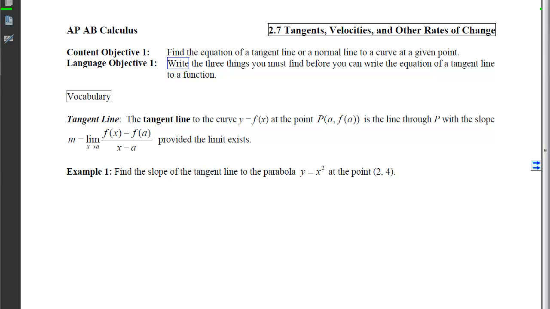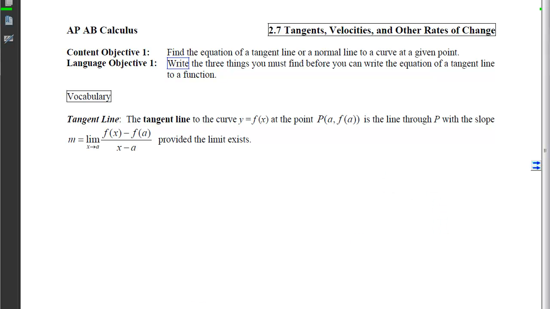Our first vocabulary is tangent line. The tangent line to the curve y equals f of x at the point P, (a, f of a), is the line through P with this slope m, equaling the limit of this difference quotient, provided the limit exists. So before we do the example, I want to take just a minute to discuss what's going on here.